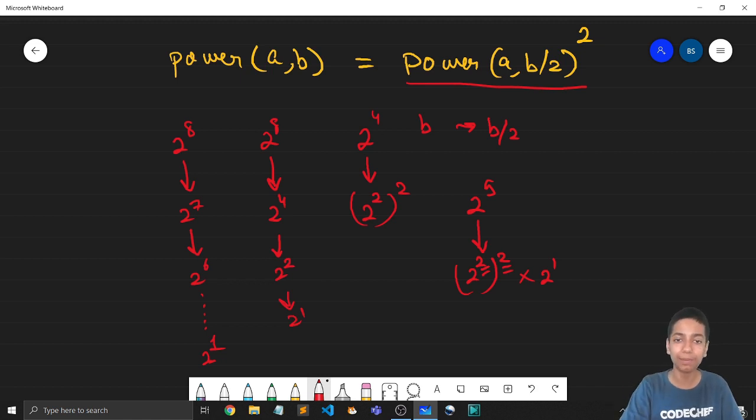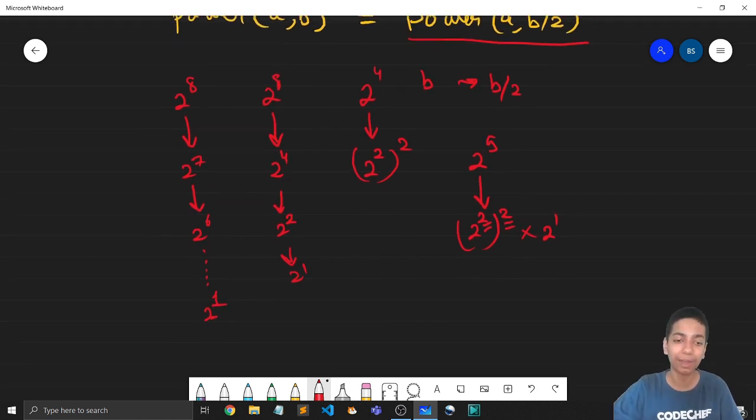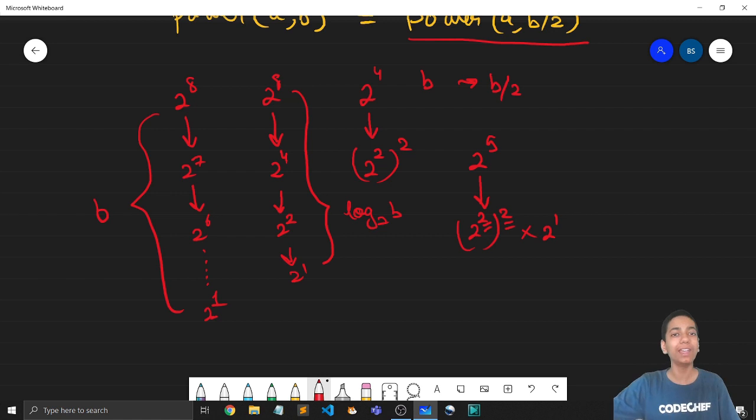So notice approximately how many calls are these two programs taking? Well, this one here is taking around B calls, right? At each point we are reducing it by 1. So this is taking B calls, right? And how many calls is this program taking? This is taking around log base 2 B calls. Why? Because at each point we are dividing B by 2. So the number of steps to reach from B to 1, if we constantly divide it by 2, is nothing but log base 2 B.